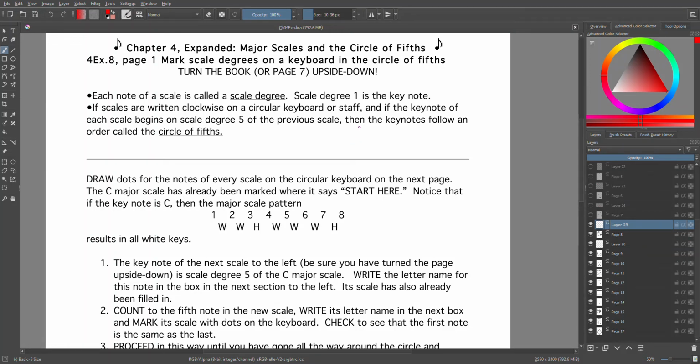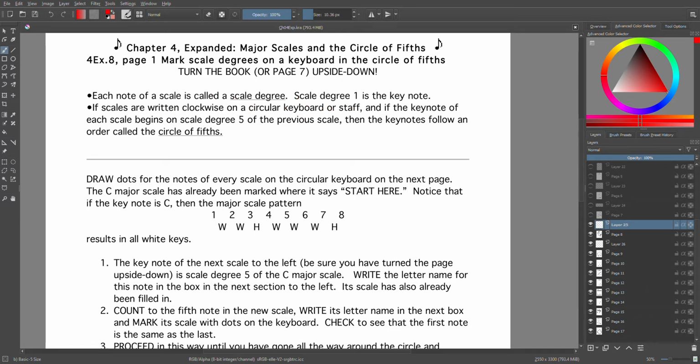Okay, in this one we're going to go over 2 pages in this video. You might have heard me call it this in a previous video, but each note of the scale is called a scale degree. Scale degree 1 is going to be our key note, and my nib is falling out in my pen. There we go. Fixed it. Yes, scale degree 1 is the key note.